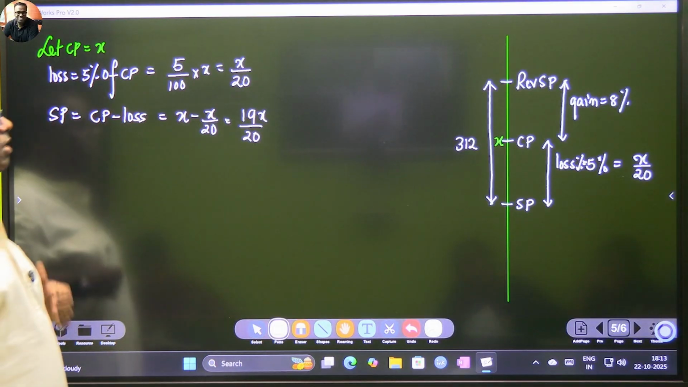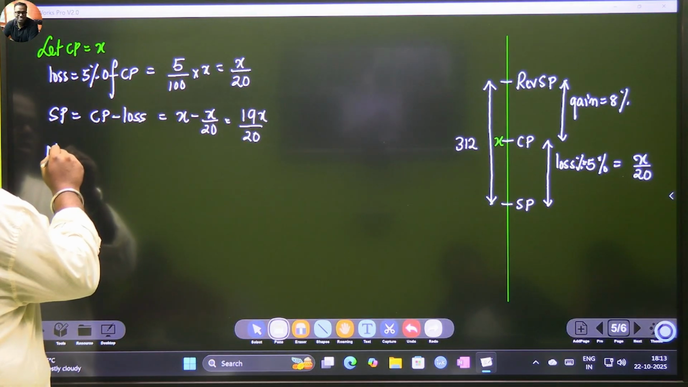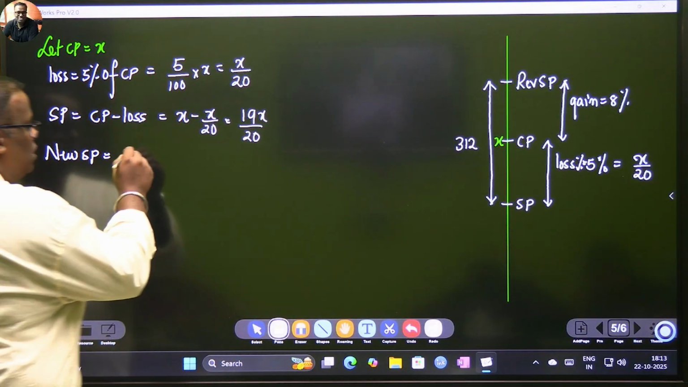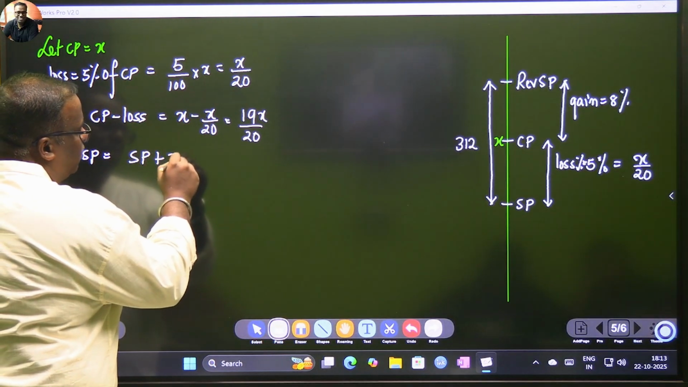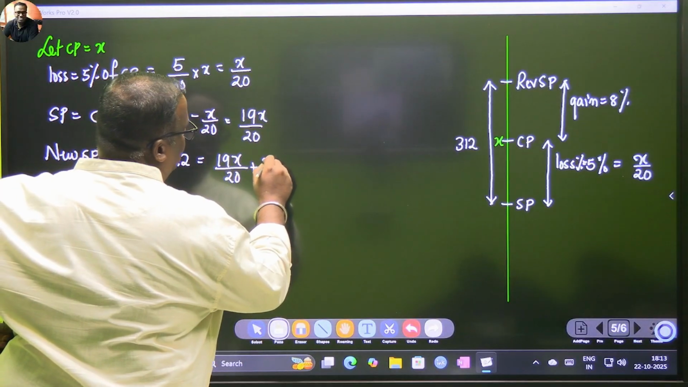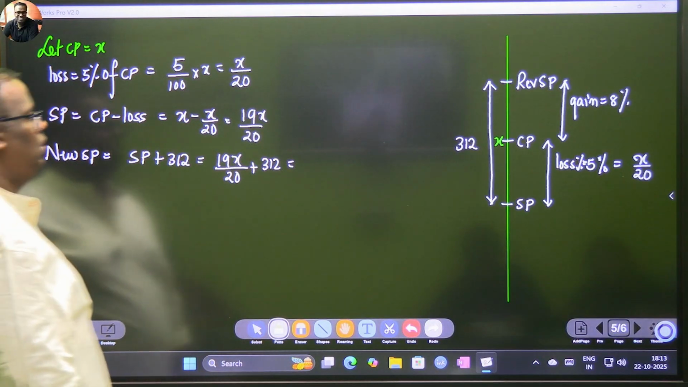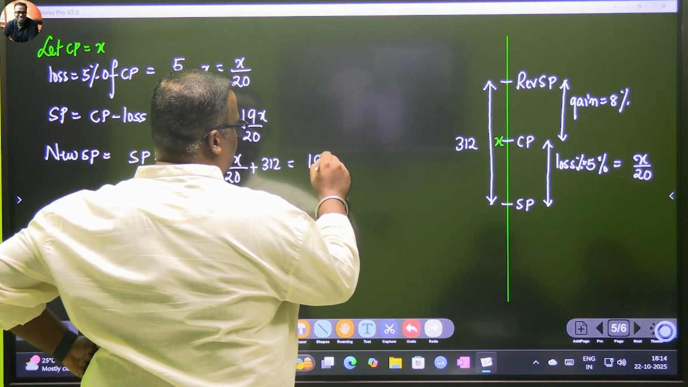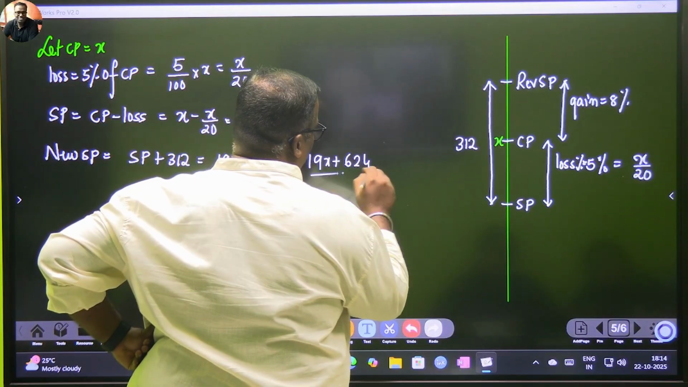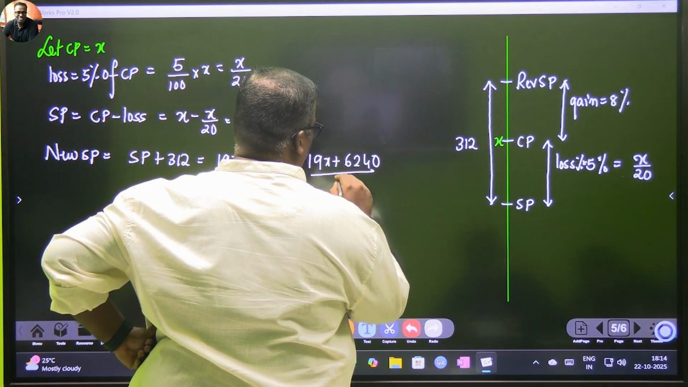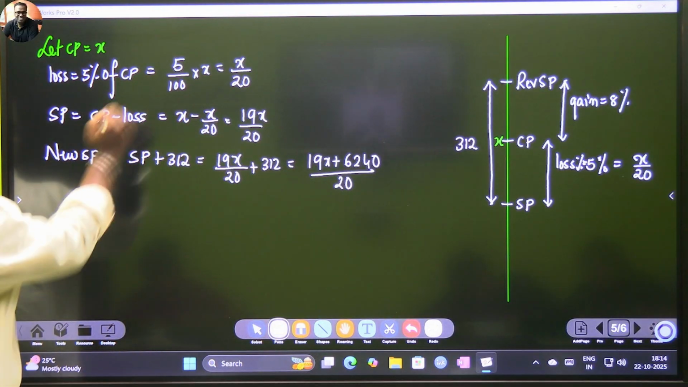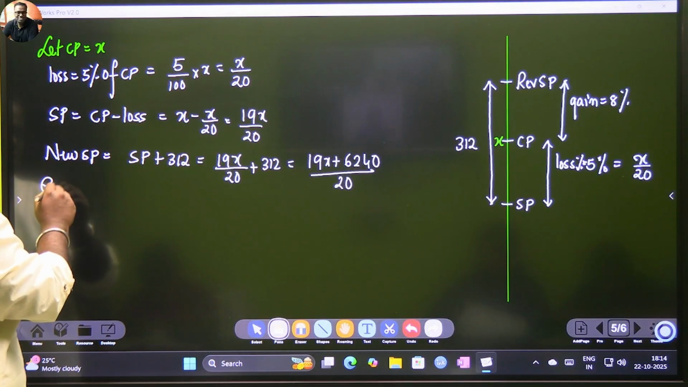Okay, understood? The new SP is equal to the original SP plus 312. That means 19x by 20 plus 312. What is this value equal to? 19x plus 624 divided by 20. This is your new SP. Then your gain percentage.